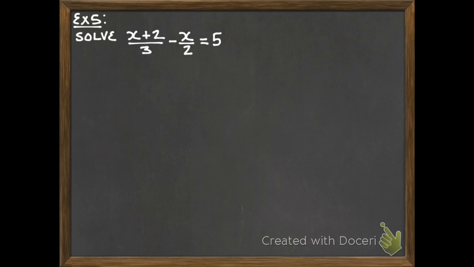Example number 5 is similar again. We have this least common denominator that we need to find for, we've got a denominator of 3, a denominator of 2, and we know that this is technically divided by 1. So my least common denominator is going to be the least common multiple of 3 and 2 and 1, which is going to be 6.